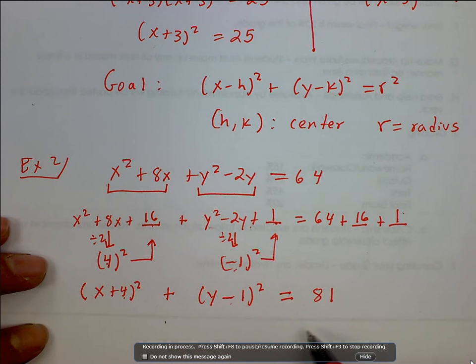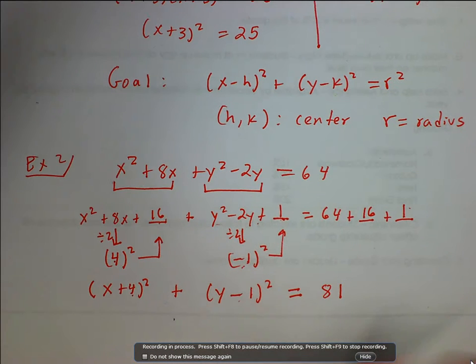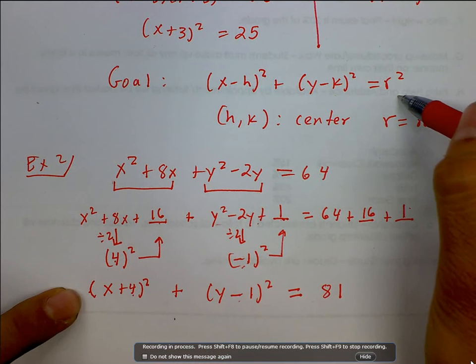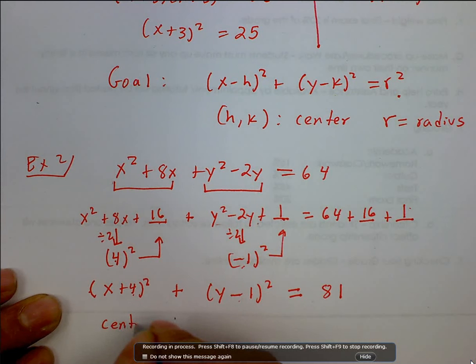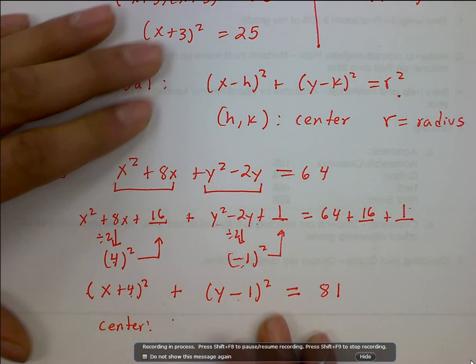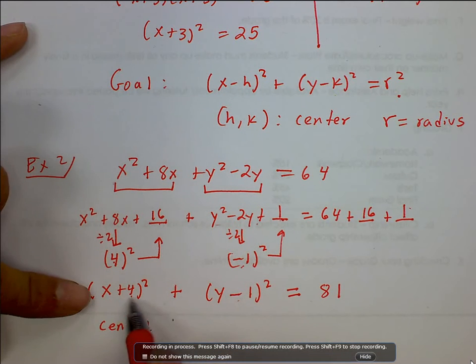Okay, so now this equation looks like that. That's the equation of the circle. So now we can find the center. And to find the center, we have to find out what number makes a 0 here.